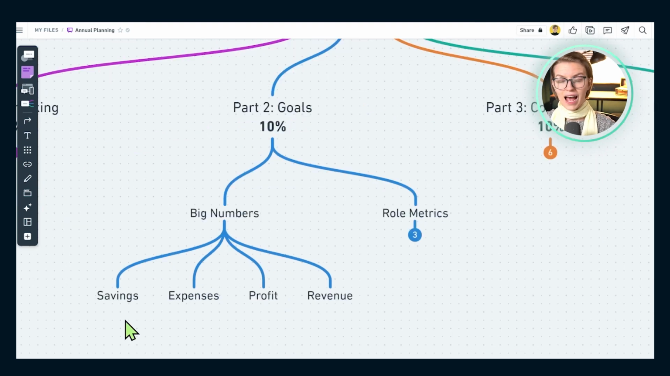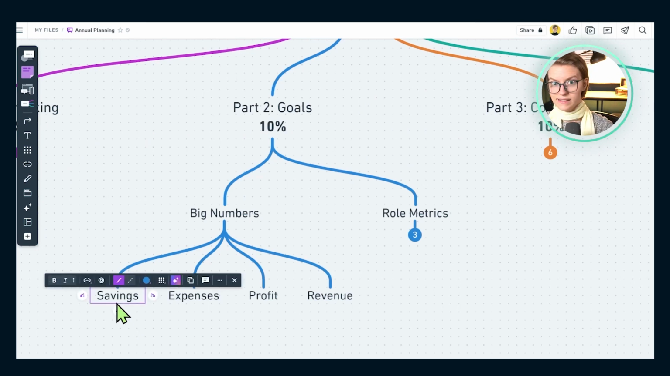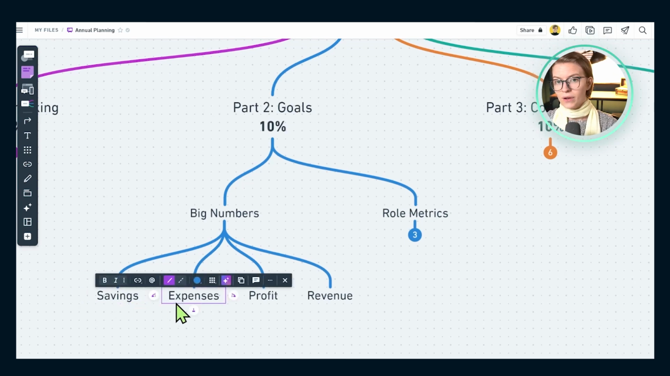For better or worse, I think about big numbers in this order of priority. My number one is looking at savings. I want to always have 3 months of savings in the bank. My ideal is 6 months because I'm conservative and I just like to be ready for anything. Beyond just having those operating expenses sitting in the bank and hopefully invested in something else, I then worry about expenses because expenses are the only part of the financial puzzle that we can fully control.